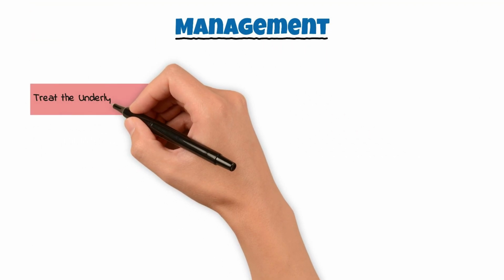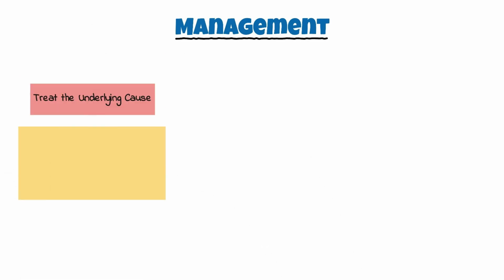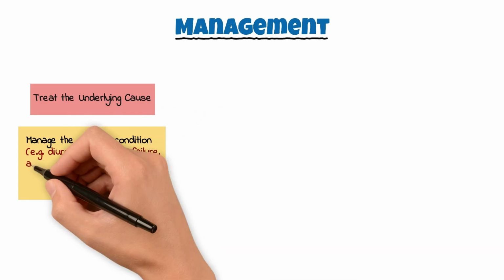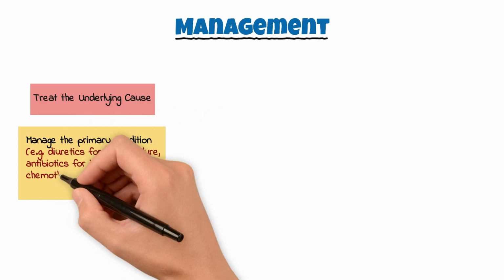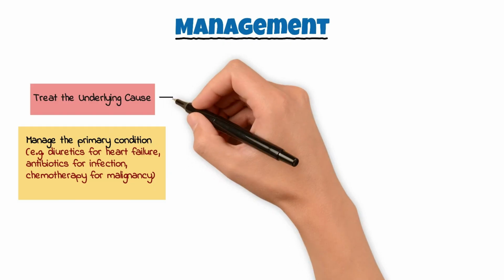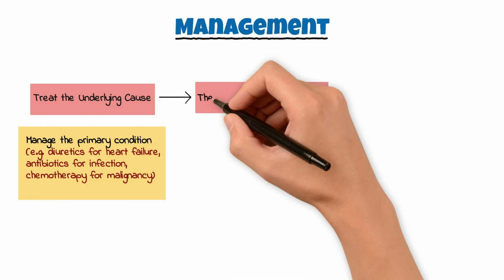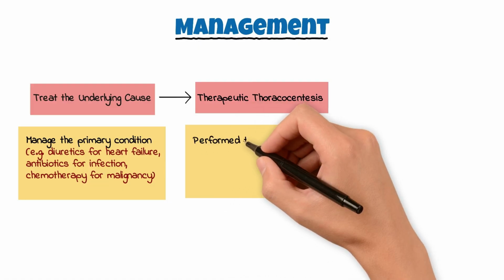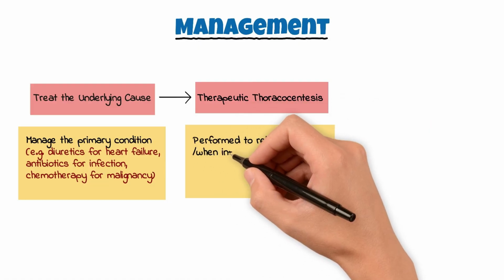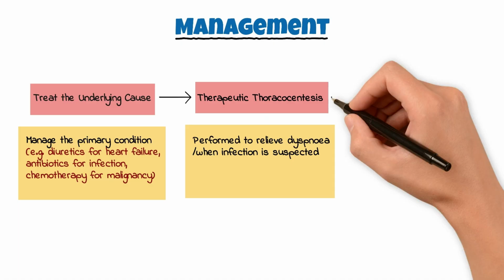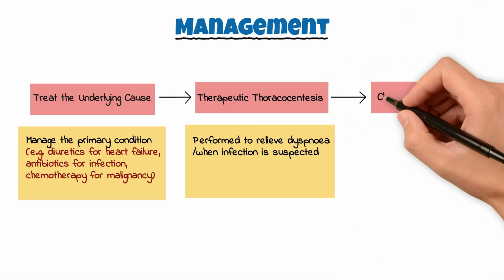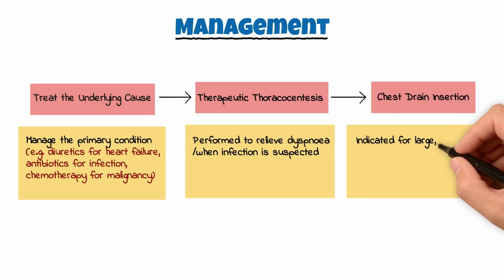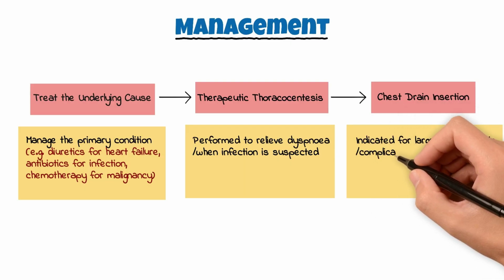Management. Treat the underlying cause. Manage the primary condition, for example, diuretics for heart failure, antibiotics for infection, and chemotherapy for malignancy. Therapeutic thoracocentesis. This is performed to relieve dyspnea or when infection is suspected. Chest drain insertion. This is indicated for large symptomatic or complicated effusions.